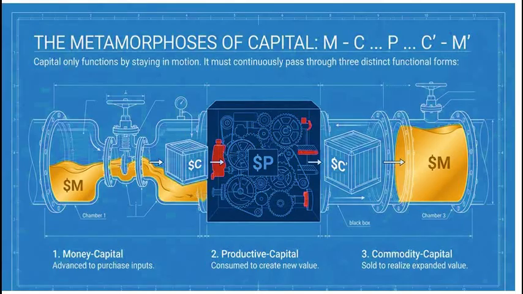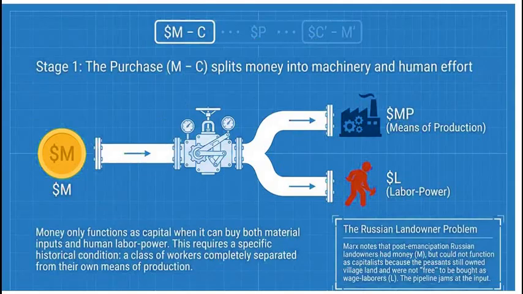Now you see those prime marks, the little apostrophes next to the second C and M? Those indicate an increase in value. And finally, notice the dots. In this specific formula, the dots indicate a physical interruption in the circulation of the market. Let's break this whole thing down by looking at the very first stage of the circuit. Section 3, Stage 1, the purchase.